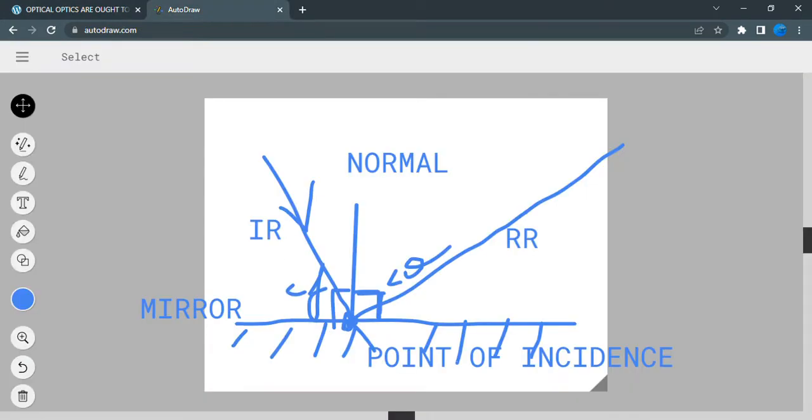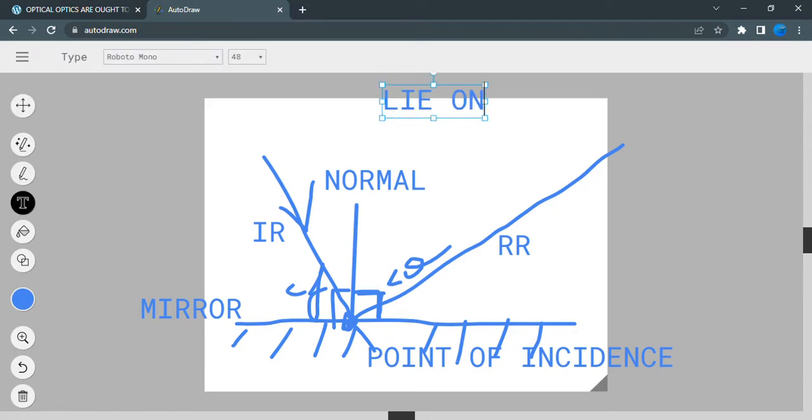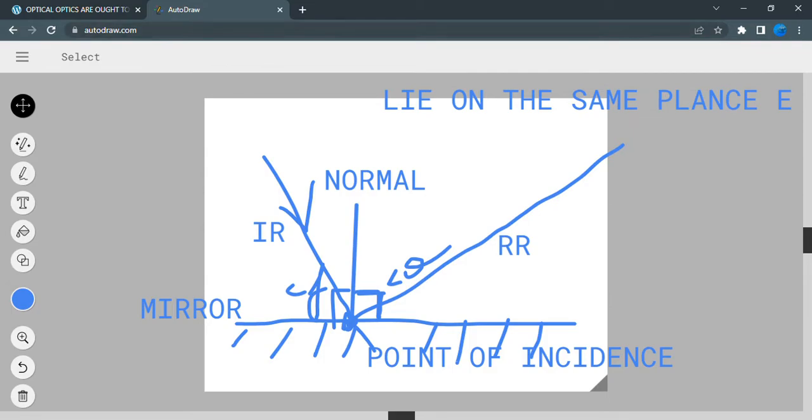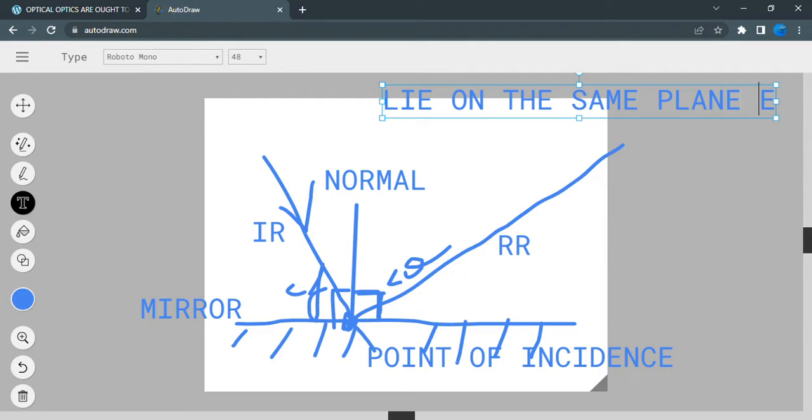The second law of reflection is that the incident ray, the normal, and the reflected ray all lie on the same plane. Now, what does lying on the same plane mean? It means that if we were to draw this diagram on a piece of paper, the incident ray, normal, and reflected ray would all remain on the paper and would not go out of the paper.